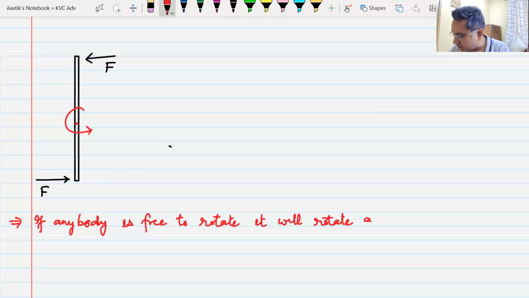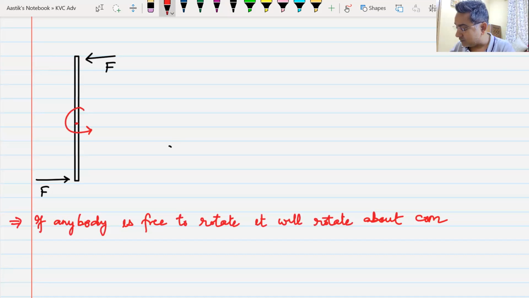It will rotate about the center of mass axis. Can you easily see it? This one, if I throw it, see it is rotating. It is rotating about the center of mass. Yes or no? Yes, sir. If I put it like this and give it a push, it will rotate about the center of mass. Anything that is free to rotate will rotate about the center of mass.